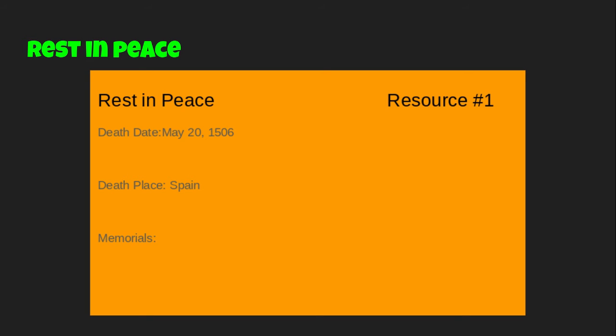There is a group of you who are also writing a paper about an explorer who might still be living. If you are in that boat and your explorer is still living, this section is going to look a little different for you. You're obviously not going to have a death date or a death place. There may be some memorials for your explorer that you could still include in your paper.